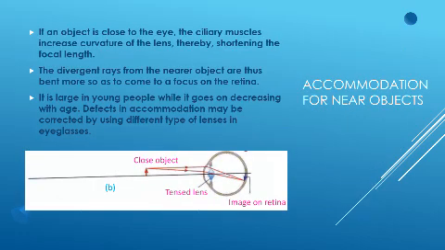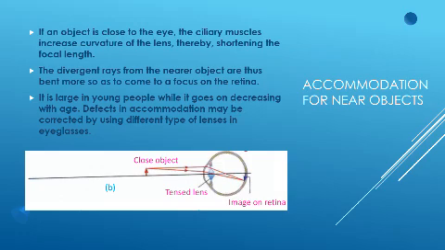Accommodation for near objects. If an object is close to the eye, the ciliary muscles increase the curvature of the lens. When the curvature of the lens increases, it shortens the focal length of the eye lens. So, all the divergent rays from the near objects are bent more so as to come to a focus on the retina. As you can clearly see in the picture, an object close to the eye lens is placed in front of the eye lens.